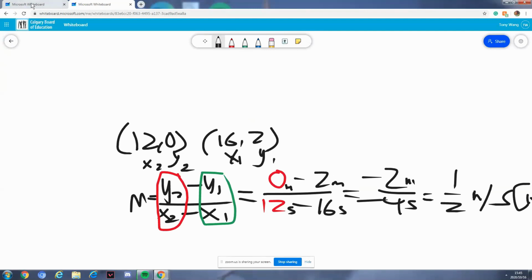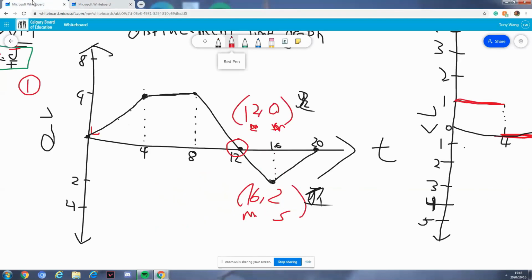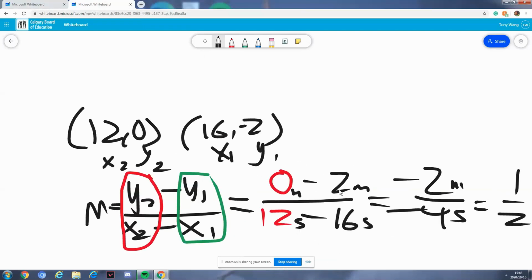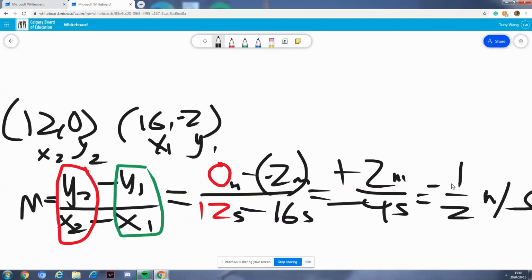Hold on. There's something not right about this. Yeah, this is -2. Okay. Wow. Okay, I'm making a lot of mistakes. Sorry. So this is -2. So we add 2. So this will be +2. This will be -1/2.